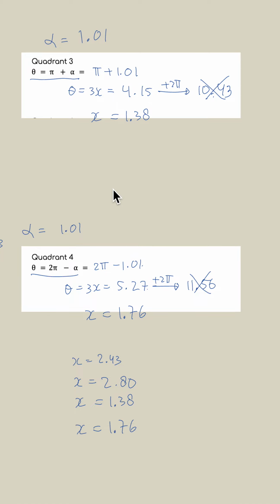So you have 4 answers, and you must present these 4 answers. And if you notice, the numbers here are between 1 and 3, which is what the question asks. X must be between 1 and 3. All of them. So we have 4 answers. Then present these 4 answers in your exam paper. Then you will get full marks for this.